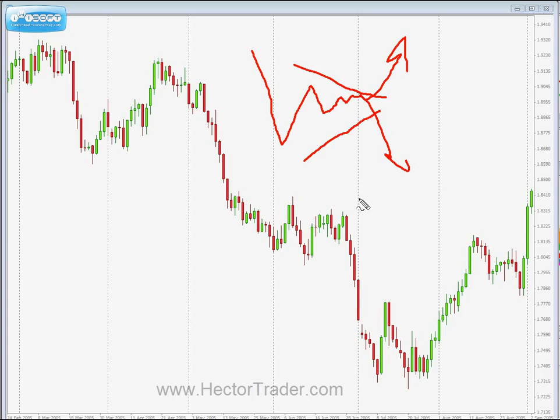Basically, the way I see triangles, the way I always explain them, actually a triangle or any type of congestion area, is that price needs to take a breather. It needs to slow down a little bit before gathering enough momentum to continue with a whole new swing. Hopefully in the direction of the main trend.